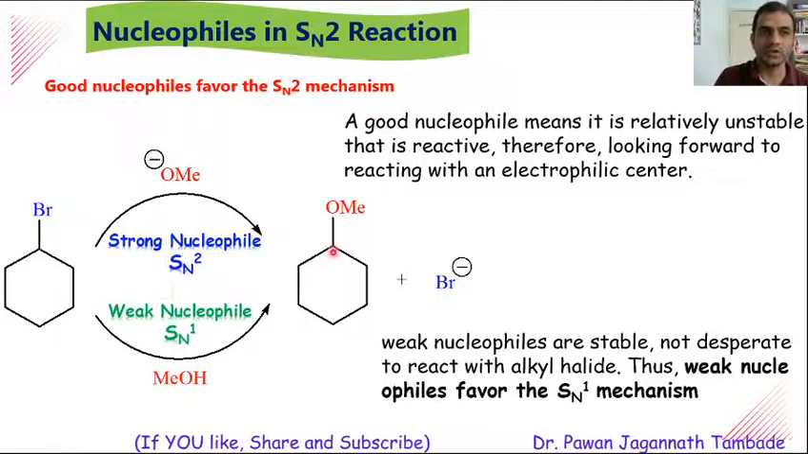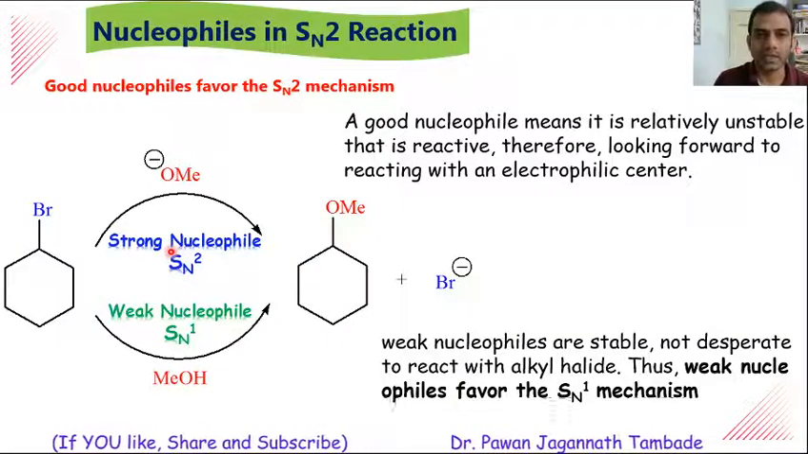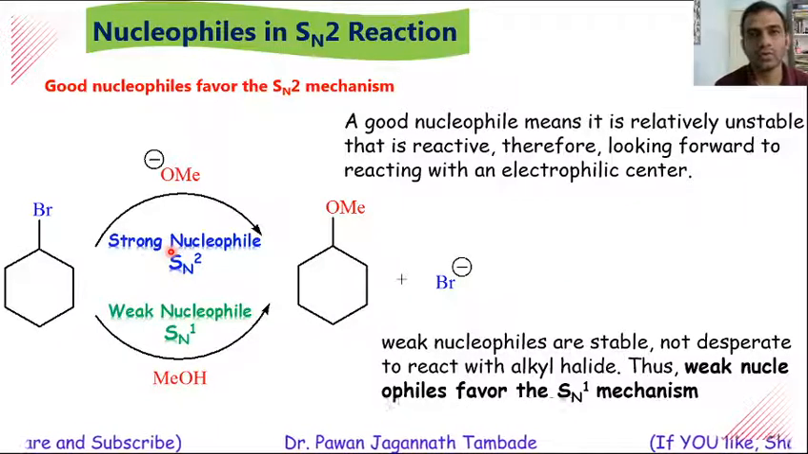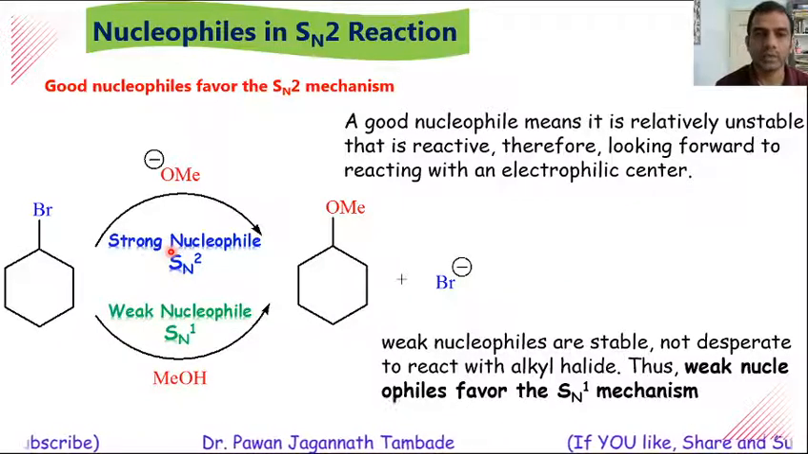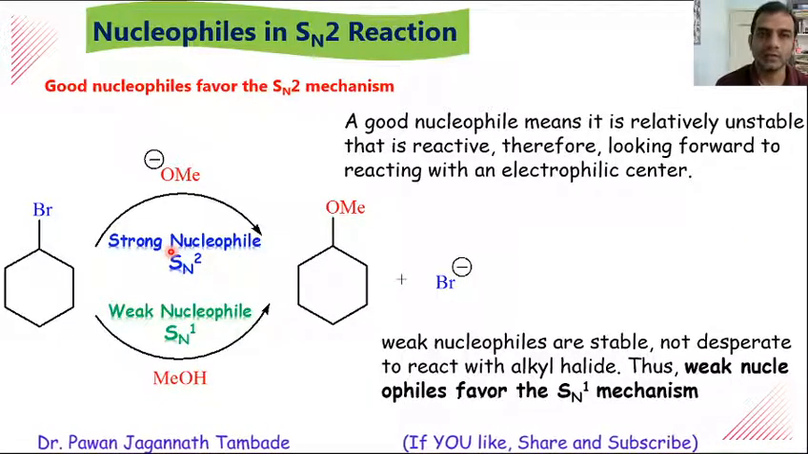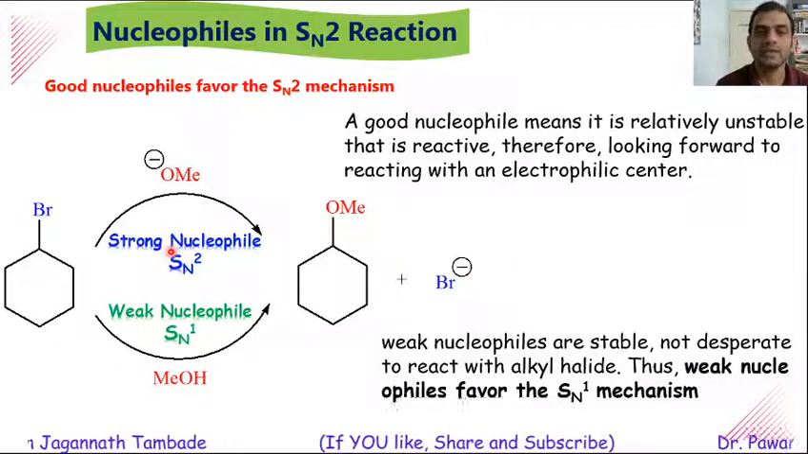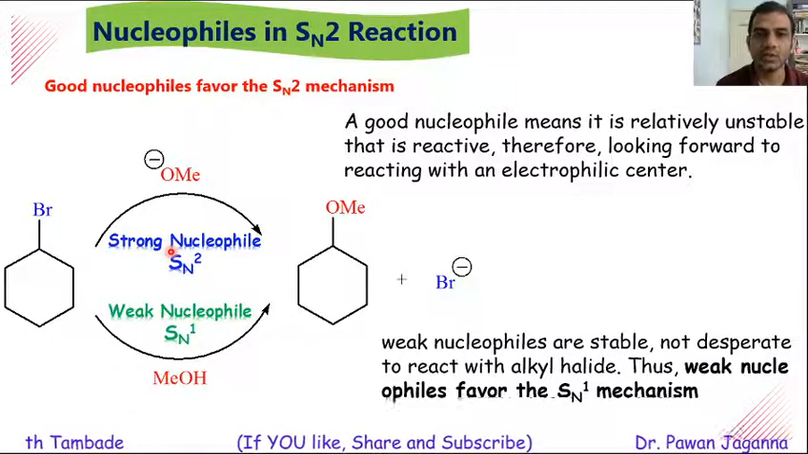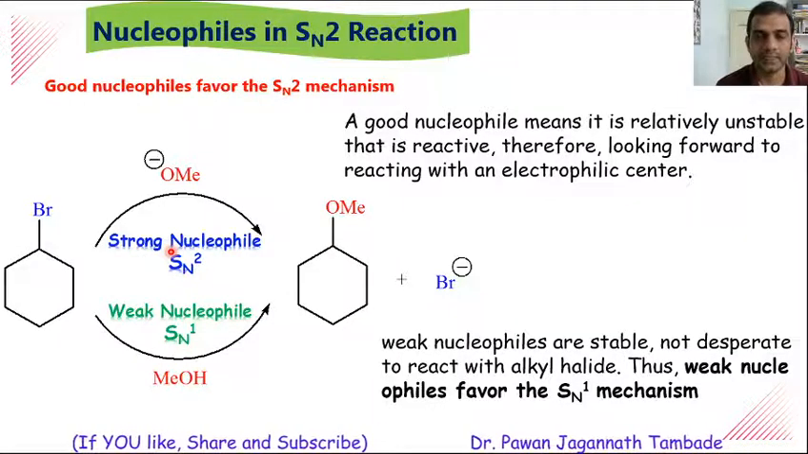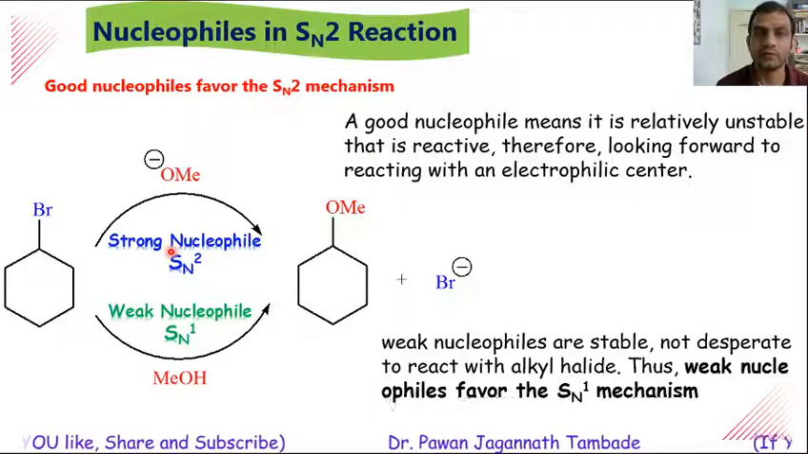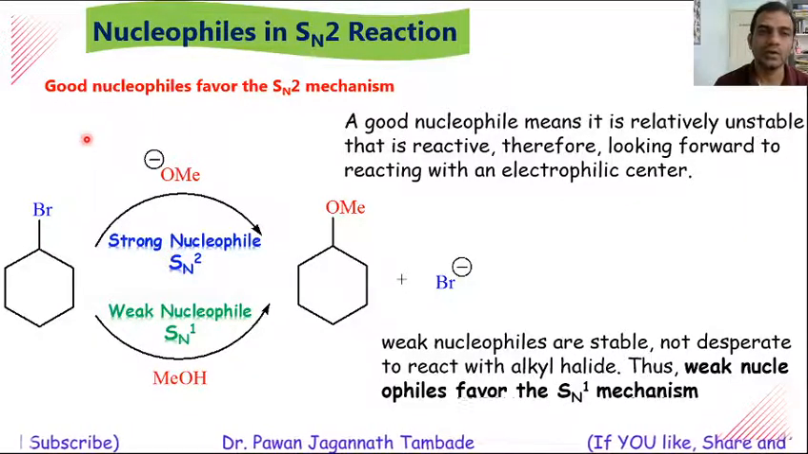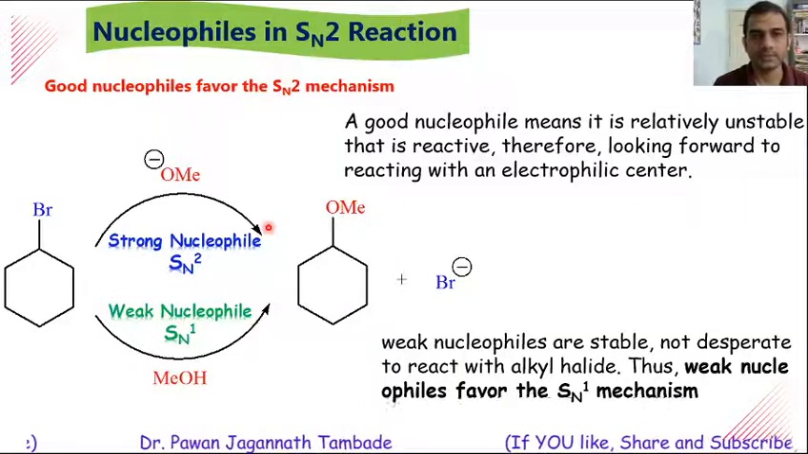So this is the effect of the nucleophile on SN2 reaction. If we have a strong nucleophile, then a strong nucleophile always favors SN2 reaction. However, if the nucleophile is weak, then it favors SN1 reaction. So whenever there is a competition between SN1 and SN2, then in that case we need to look at this type of parameters, that is, the nature of the nucleophile, the nature of the leaving group, and so on. Remember, a good nucleophile always favors the SN2 mechanism.